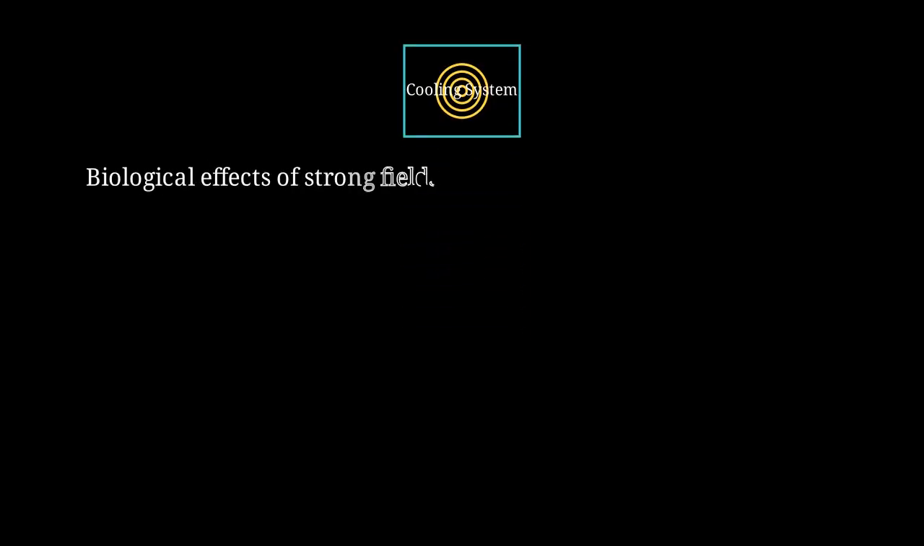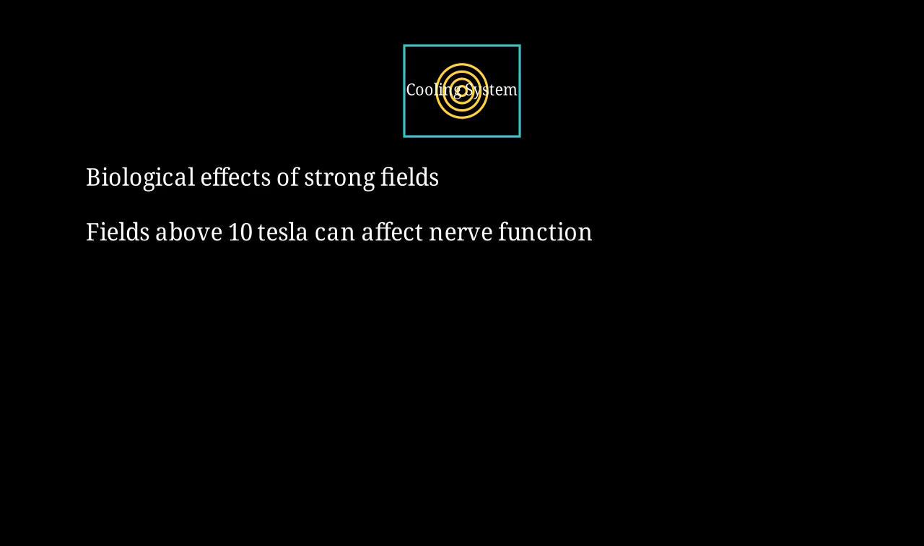Strong magnetic fields also have biological effects that we must consider. Magnetic fields above 10 Tesla can interfere with nerve signal transmission and cause disorientation.